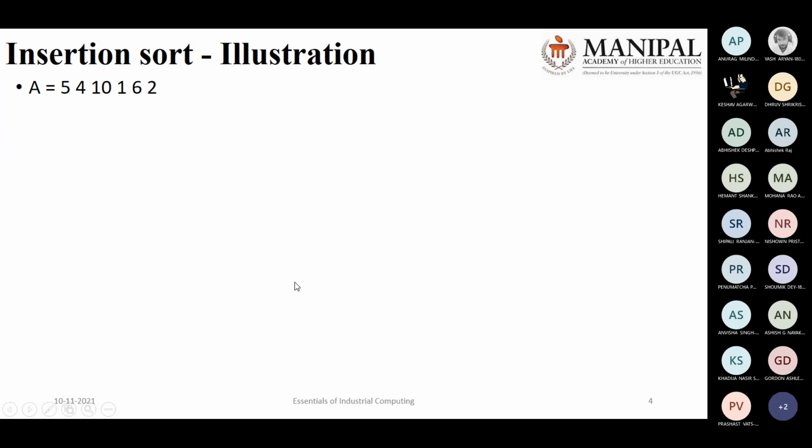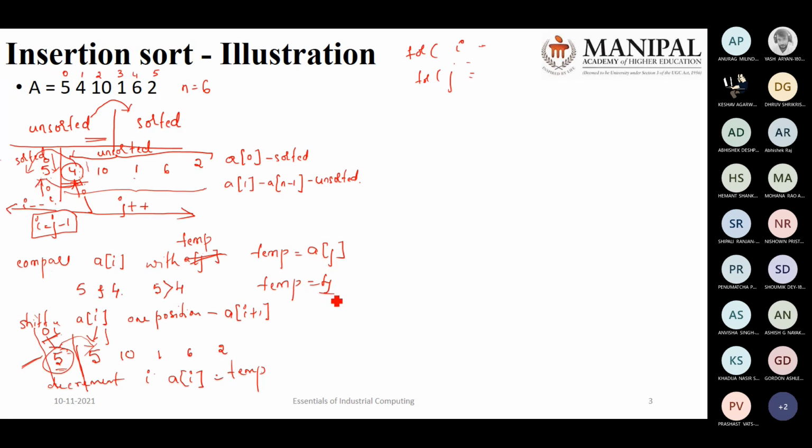So temp is 4. So 4 has to be placed in the position of A of I. So it will be 4, 5, 10, 1, 6, 2. And now you know that the first two elements are sorted. By the end of the first pass, you get the first two elements sorted.